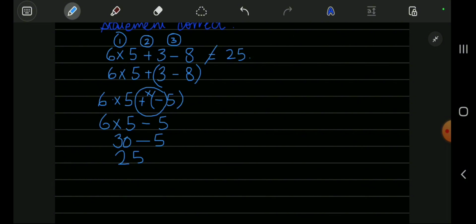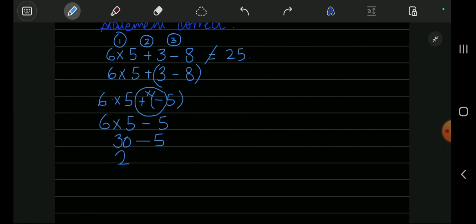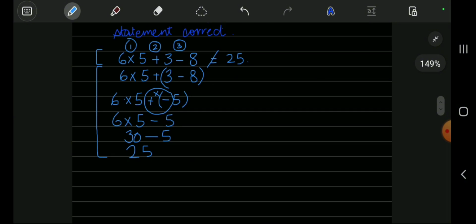Again the same answer that we get following the BODMAS rule, but here we placed a bracket. Okay, so this is not correct. This is one way of doing it, and this is also not correct, so I'm going to put a cross. Now I write the statement again: 6 into 5 plus 3 minus 8.